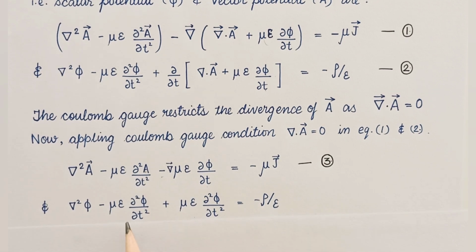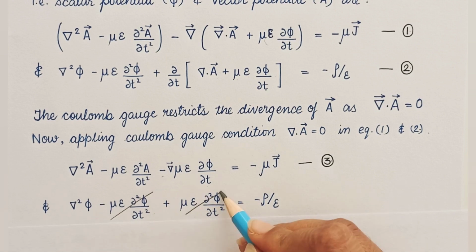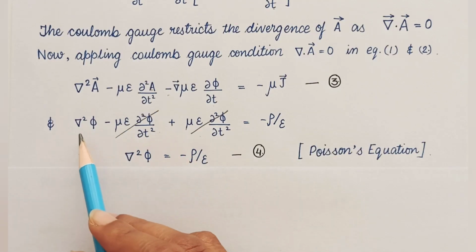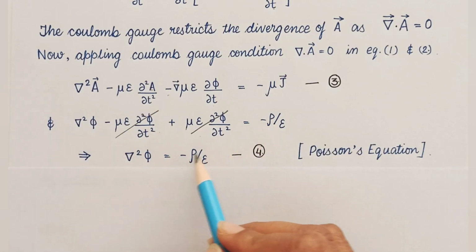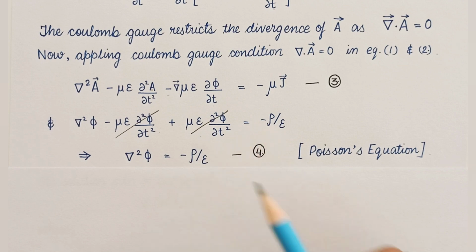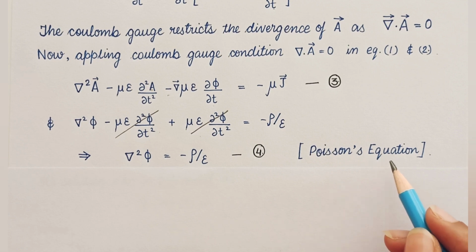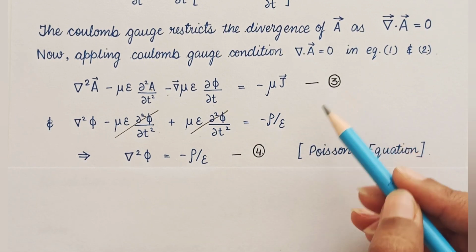And now here you can see these two terms are the same but with opposite sign, that is minus mu epsilon curly square phi upon curly t square plus mu epsilon curly square phi upon curly t square. So we can cancel out these two terms. Now we are left with del square phi is equal to minus rho upon epsilon, and this is a very well known equation which is known as Poisson's equation. Mark these equations as third and fourth.